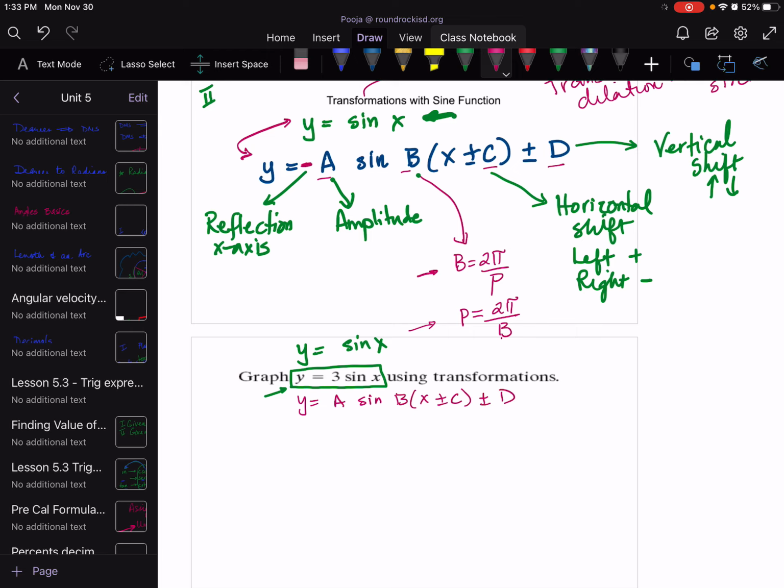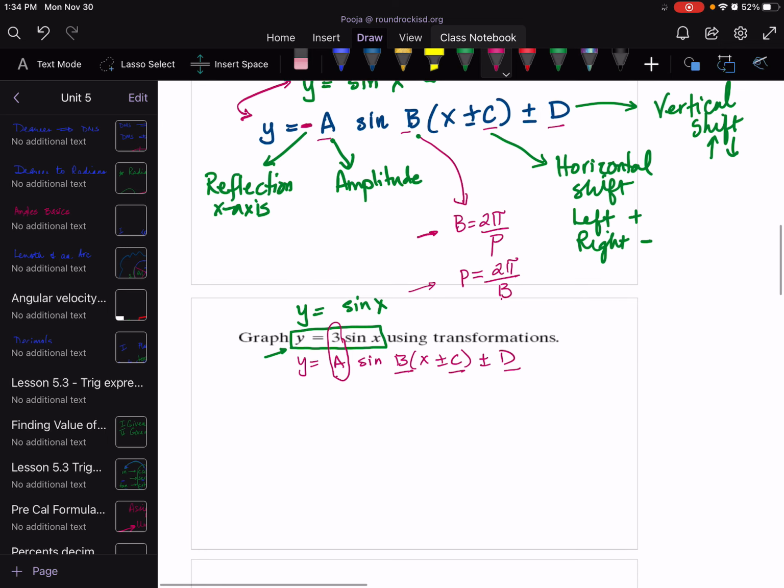Plus minus D. And you can clearly say that A is 3. And there is no B, no C, or no D, which means there's no vertical shift, there's no horizontal shift, there's no change in the period. The only change this equation has as compared to the parent function of sine is that the amplitude is higher. It's not 1, it's actually 3. So 1, 2, 3. This is how high my wave goes. 1, 2, negative 3. This is how low my wave goes.